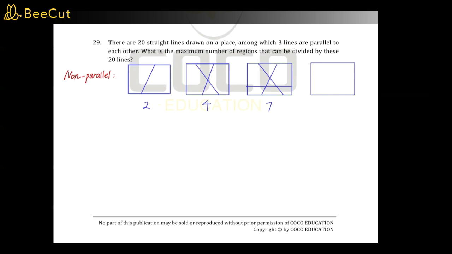Let's just get one more. Okay, let's say we get another line here. Intersect with all the other lines. So you can check in the figure, we have a total of 11 regions. Now we can figure out the pattern. This +2, +3, +4.